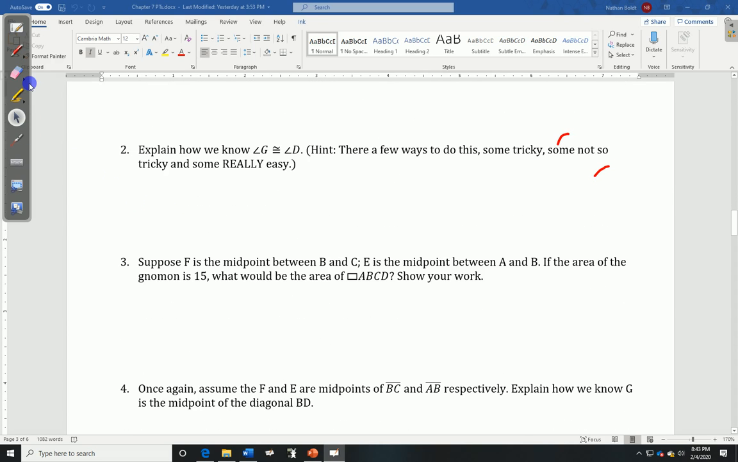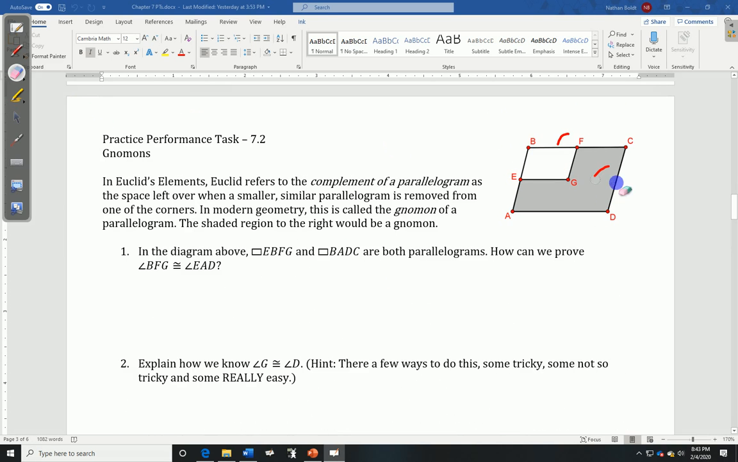All right, number 3. Suppose F is the midpoint of A and B. If the area of the gnomon is 15, what would the whole area of ABCD be? My hint here is to draw a few more shapes and connect a few more lines. Remember, read the directions for what a gnomon is. And then I think if you extend that line and extend this line, that will help you find the areas. Make sure you show your work on that one and read the directions carefully. That one shouldn't be too bad. Try that one out, pause the video, and then come back for number 4.